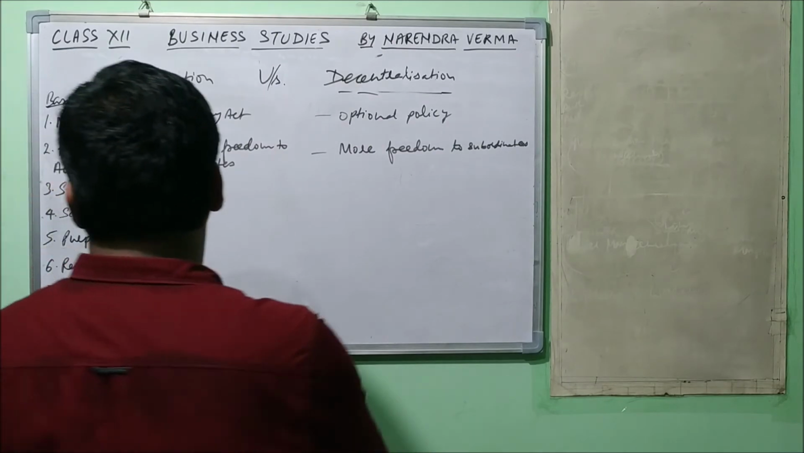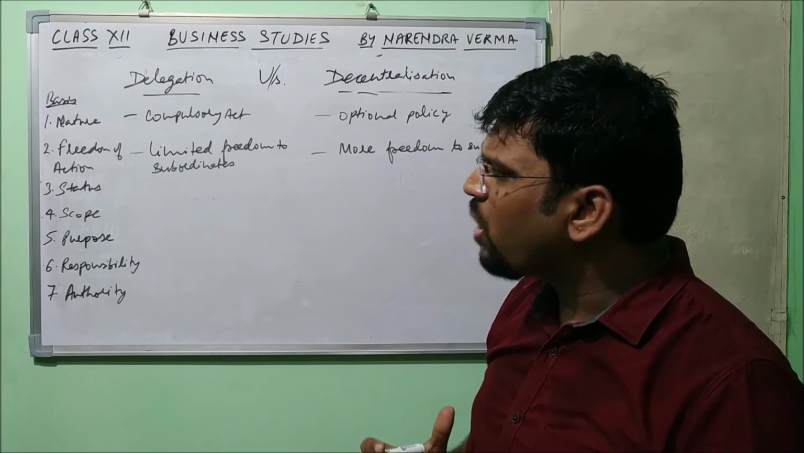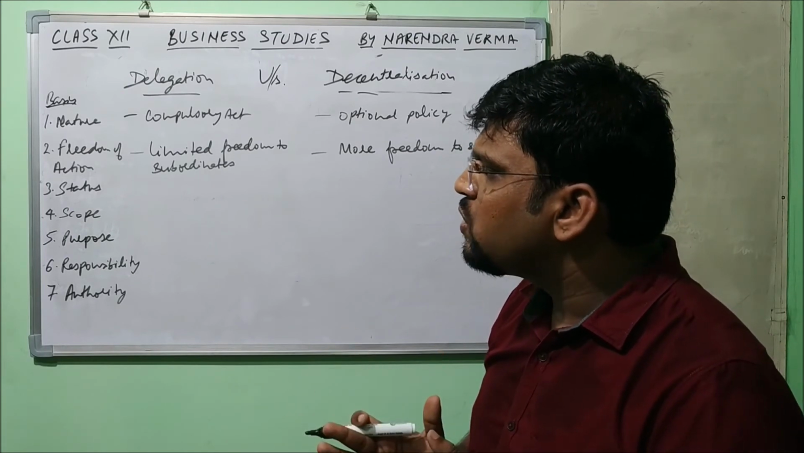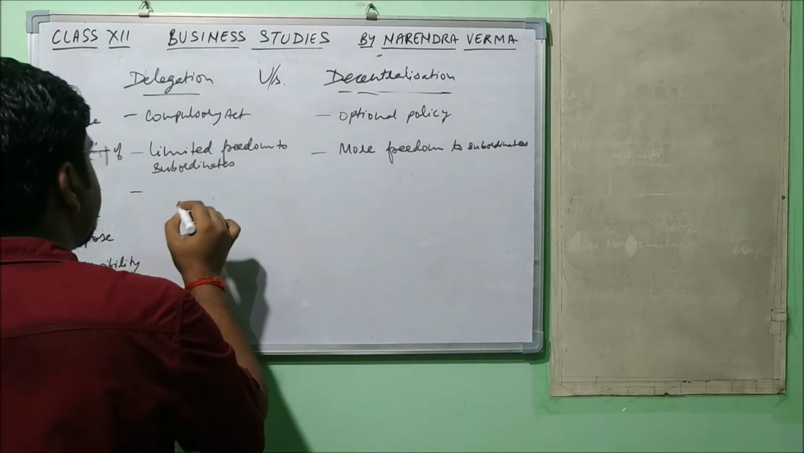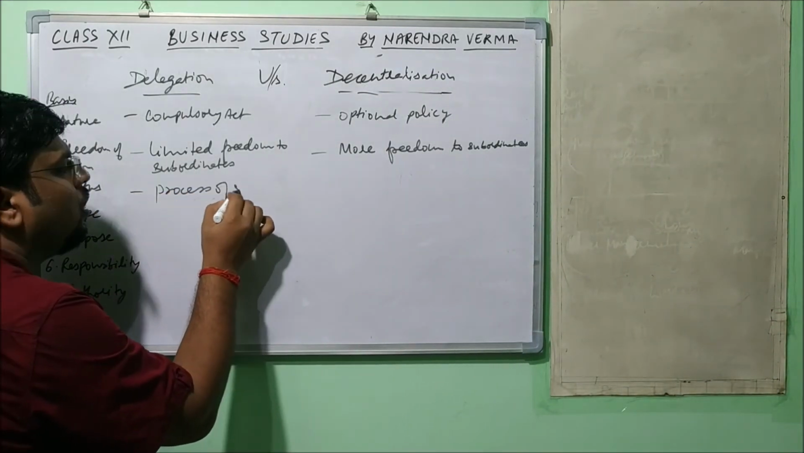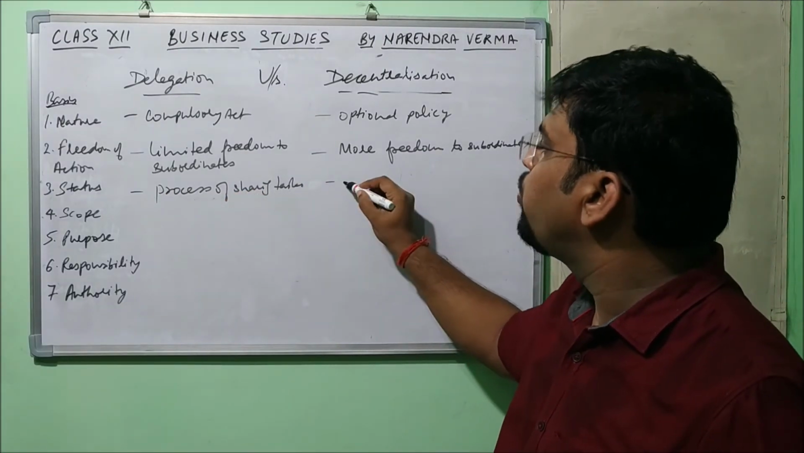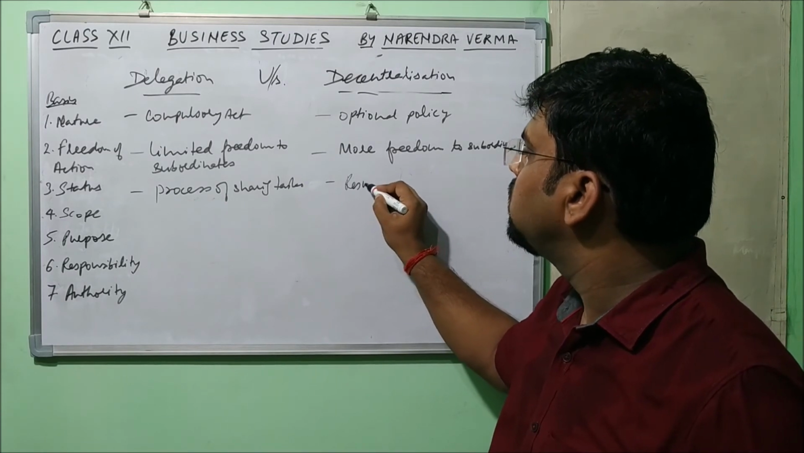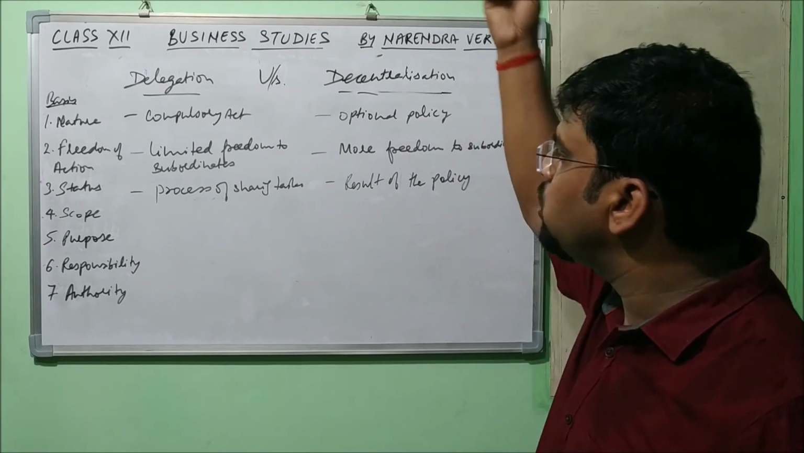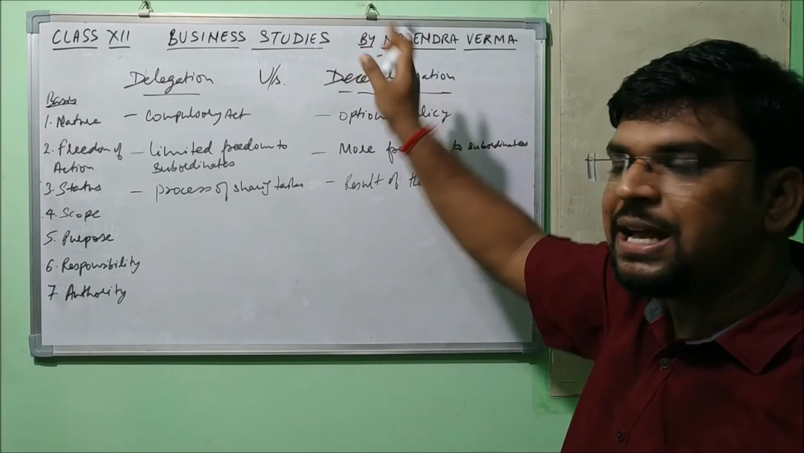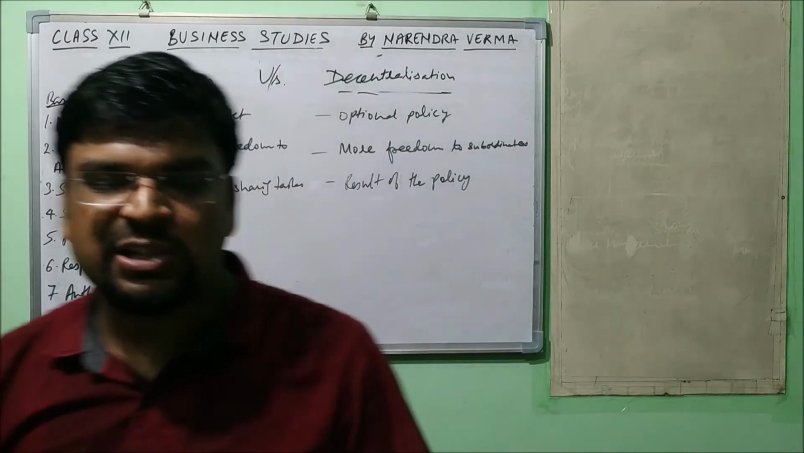Now let's move ahead. Status. If we see according to the status, what is the status of delegation? It is a process of sharing tasks, nothing else. Decentralization, on the other hand, is the result of a policy, and we have already discussed that the policy has to be made by the top level management. That is the result which we see in actual. So that is the status.